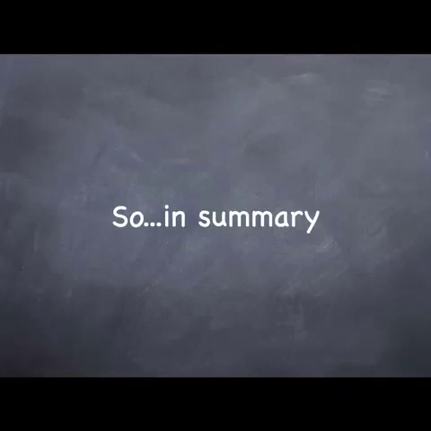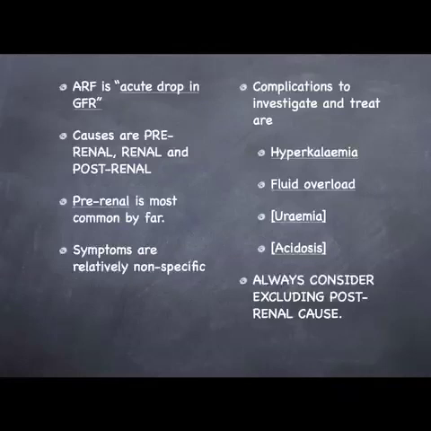So, in summary, acute renal failure is an acute and significant drop in the glomerular filtration rate. The causes can be divided into pre-renal, renal, and post-renal. However, pre-renal is the most common by far, making up 90% of causes. Symptoms in ARF are relatively non-specific. Complications to investigate and treat are hyperkalemia, fluid overload, uremia, and acidosis. Always consider excluding post-renal causes during your investigative strategy. If patients are very sick, it's also important to refer and get specialist help as early as possible.